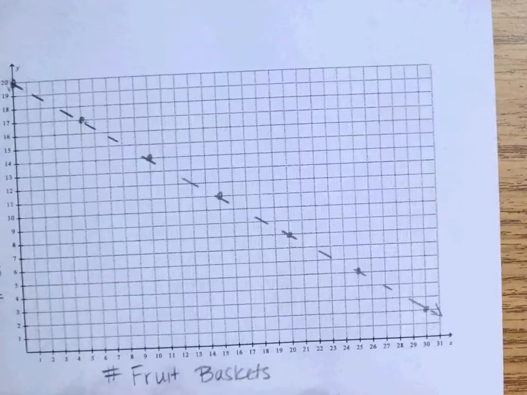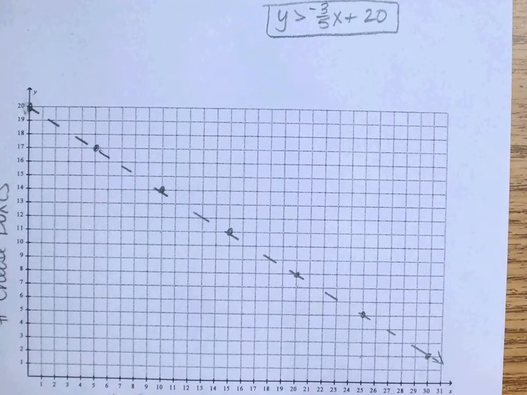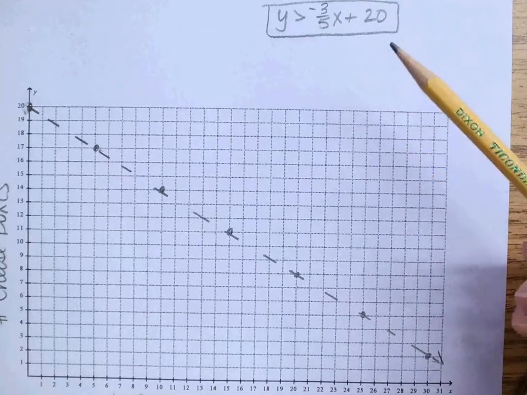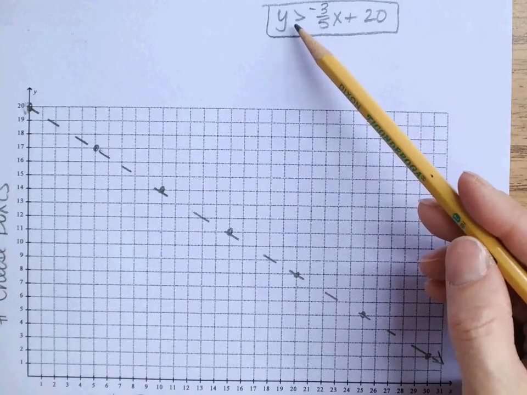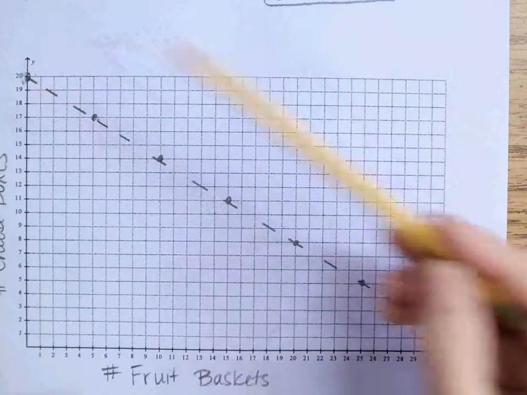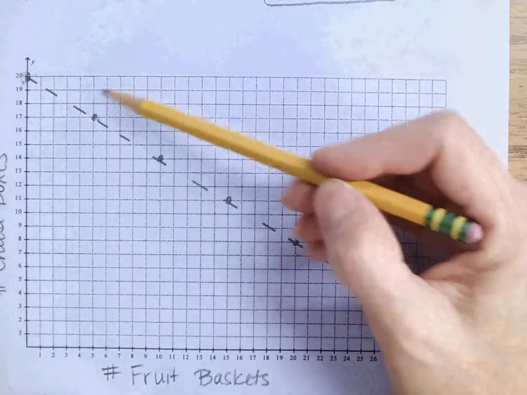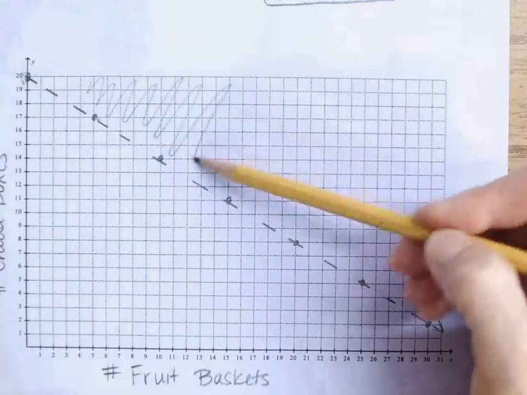Okay, and then the last thing that we have to do is figure out how we're going to find our solution. So it's y is greater than. Greater than tells me I shade above the line, or toward the increasing y values. Increasing y values is going to be greater than 20. So for this fundraiser to sell more than $100, you have to sell above this line.